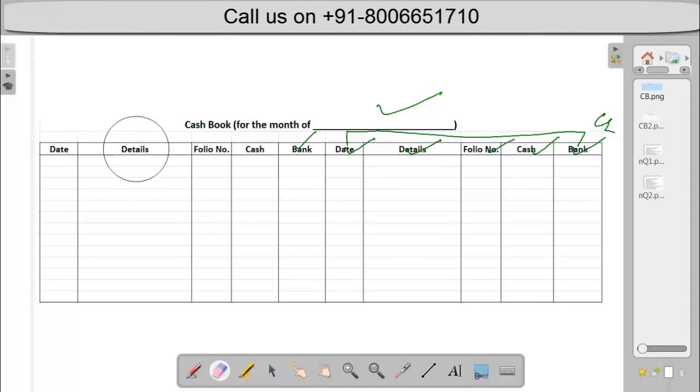Actually, the format of the cash book is like a cash account and bank account in the ledger. And if we maintain a 2-column cash book, then we do not need to open a cash account and bank account in the ledger. Now see how to record cash transactions. Cash transactions here means cash and banking transactions.